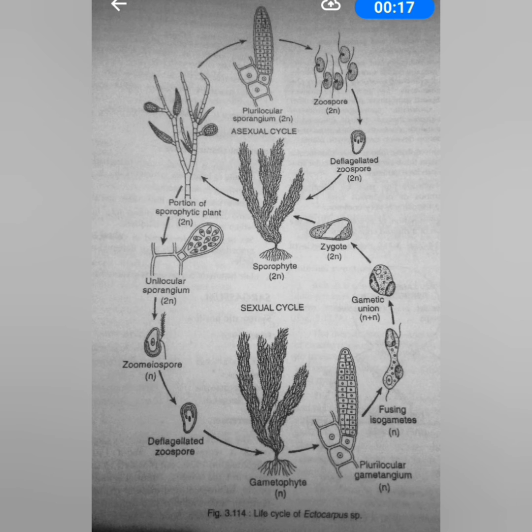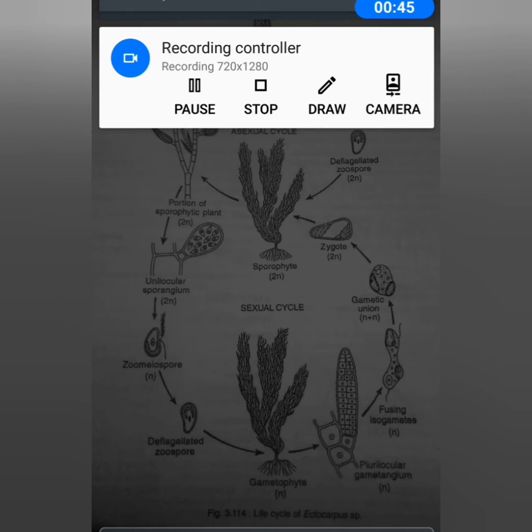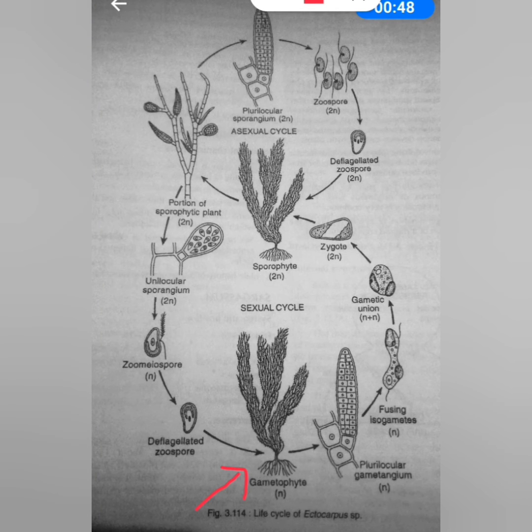Now if we take a look at the life cycle, the alternation of generations in Ectocarpus, we see that the sexual thalli of Ectocarpus are dioecious and also haploid. They produce only plurilocular gametangia. You can see here in this figure. They produce only the plurilocular gametangia and not the unilocular gametangia.